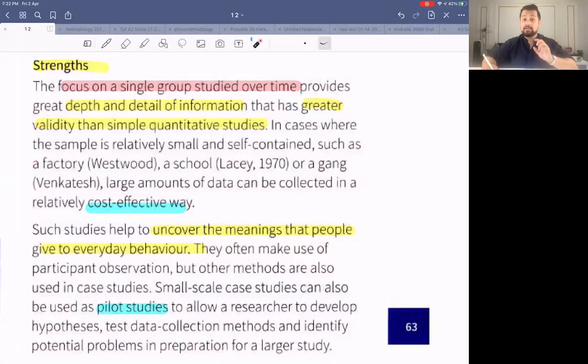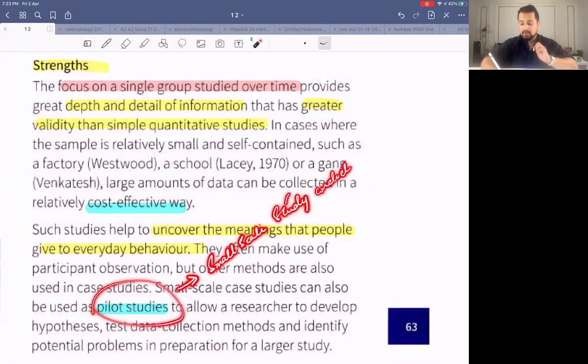They often make use of participant observation, but other methods are also used in case studies. Small scale case studies can also be used as a pilot study. For the ones who do not remember what a pilot study is, a pilot study is a small scale study conducted before the actual study to check for feasibility, right?